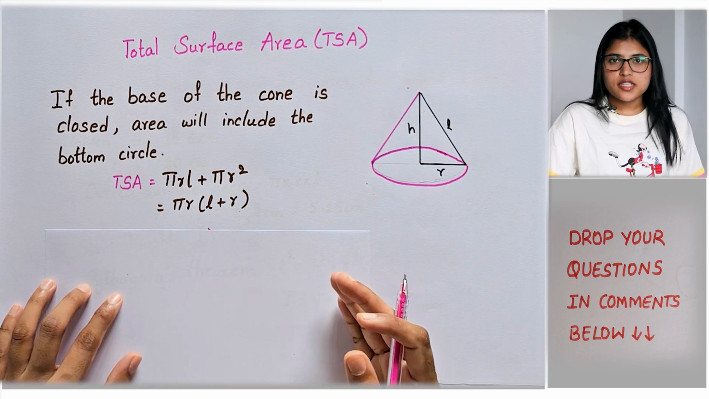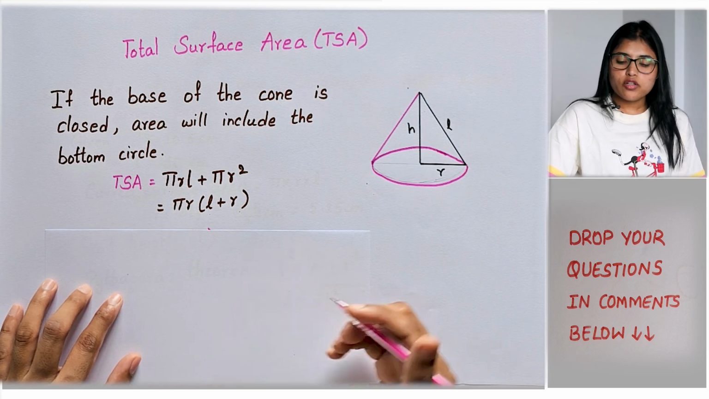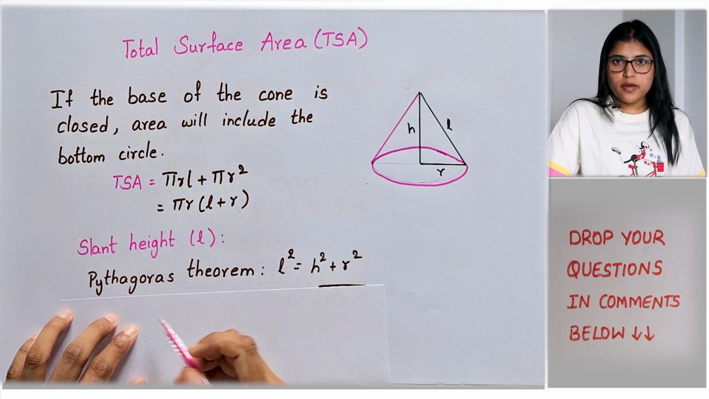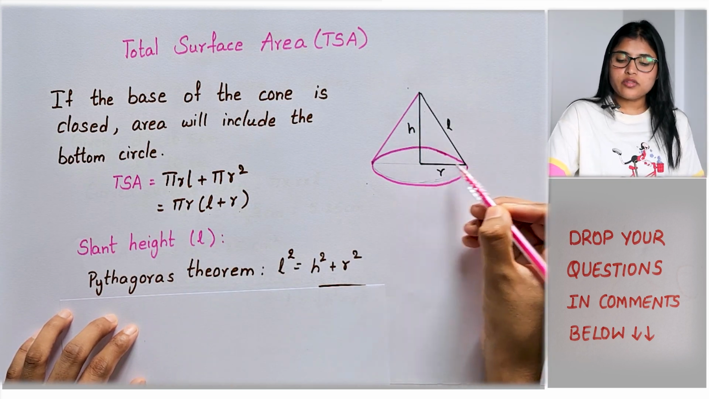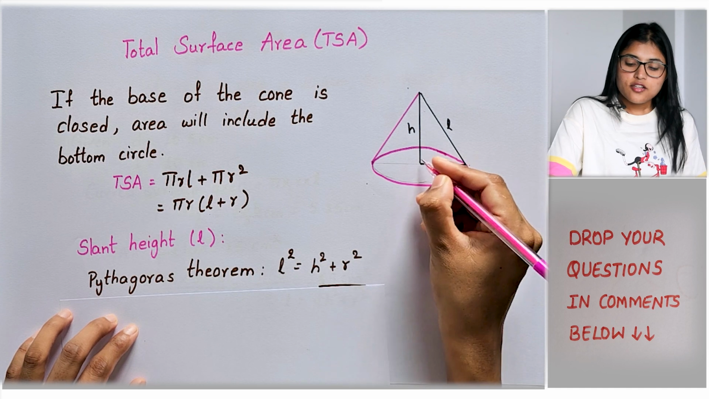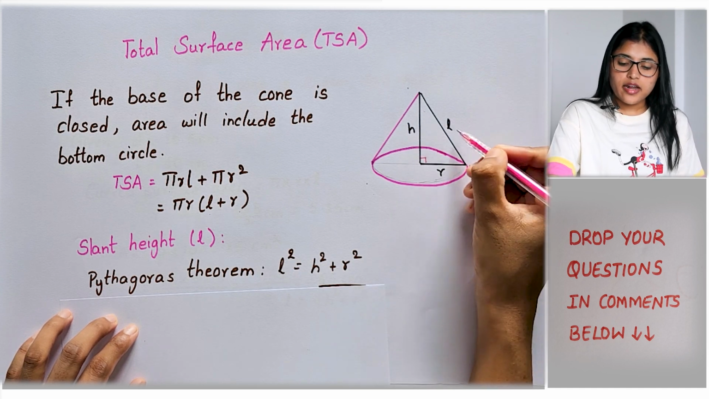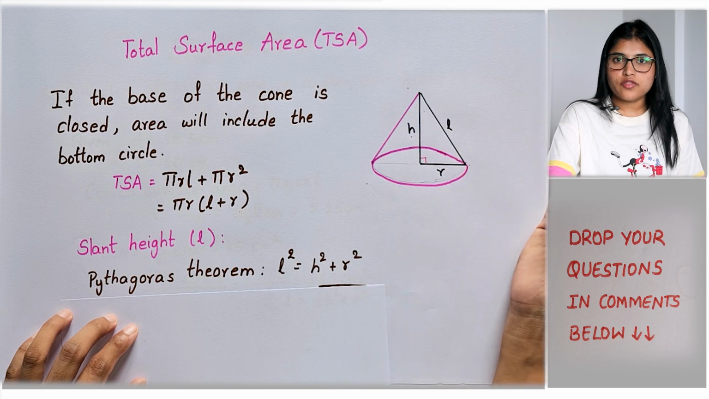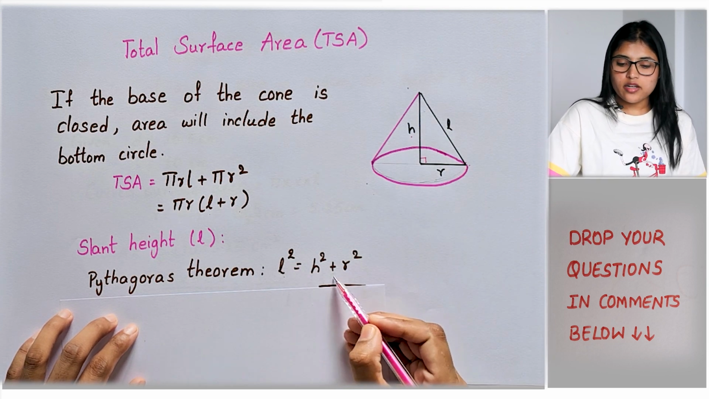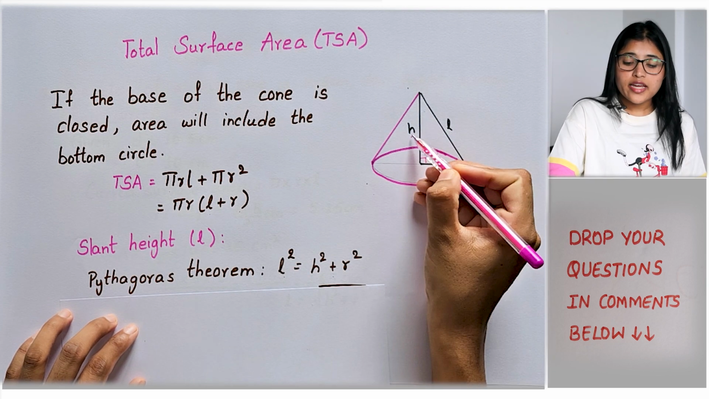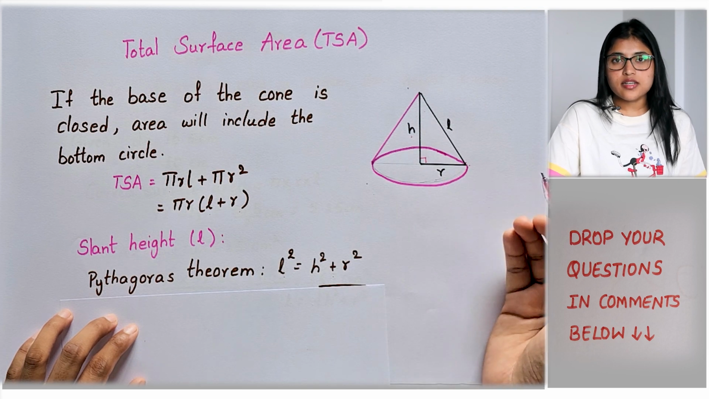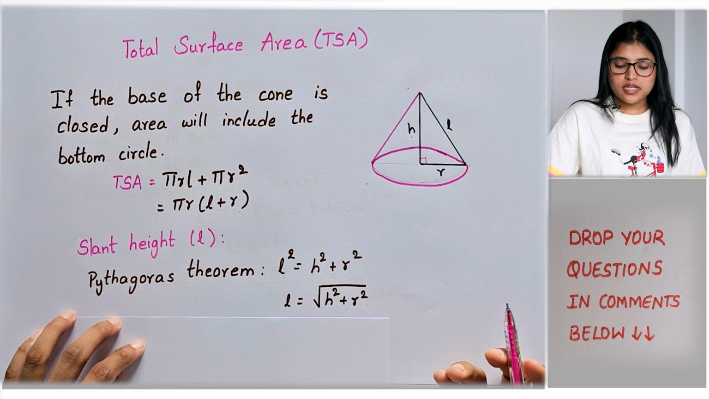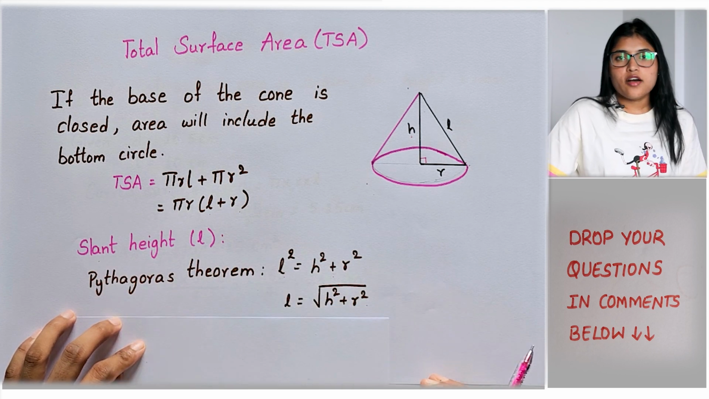Apart from the curved surface area and total surface area, we also need to learn how to find the slant height of a cone. Slant height can be found by using Pythagoras theorem, because I know that this is a right angle triangle. So in a right angle triangle, I can write the square of the hypotenuse is equal to square of the opposite plus square of the adjacent. So I can write L square equals h square plus r square, where h is the height of the triangle and r is the radius here. So L equals square root of h square plus r square will give me the formula for slant height.